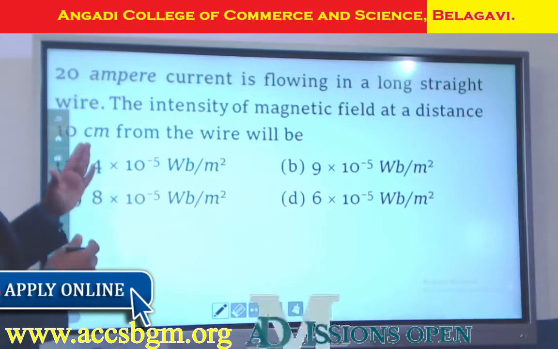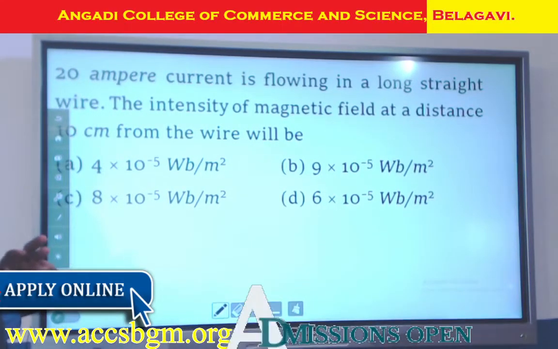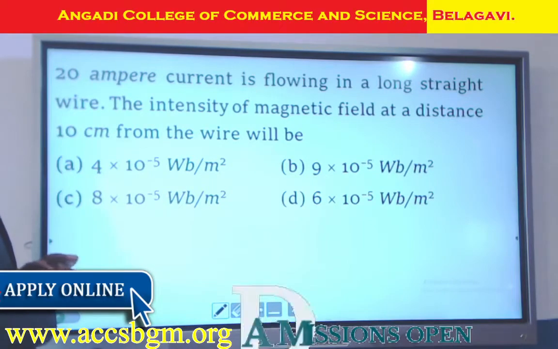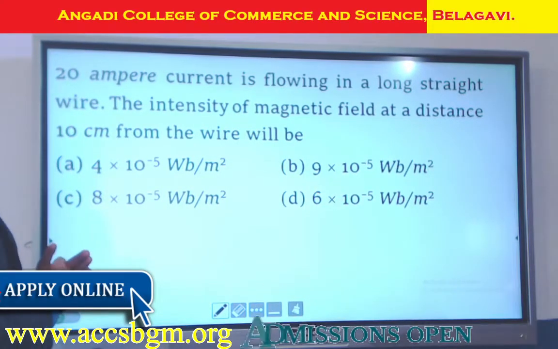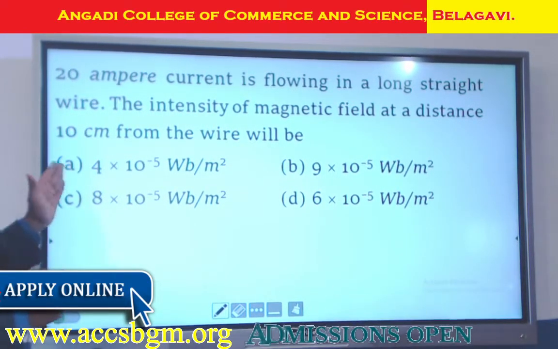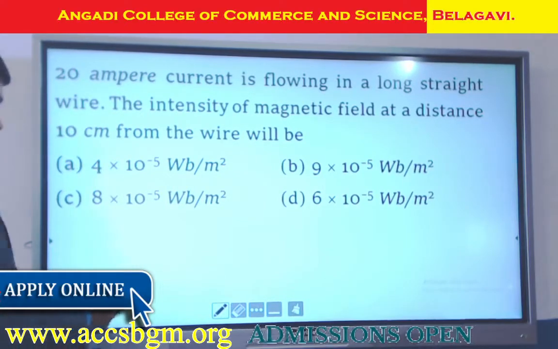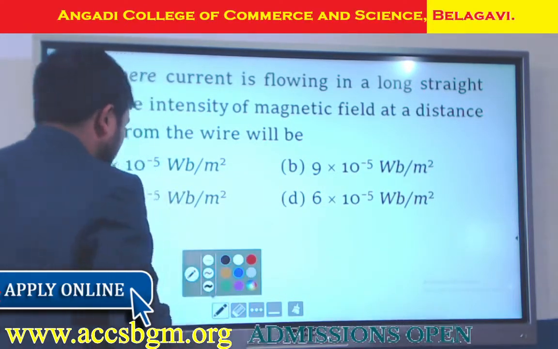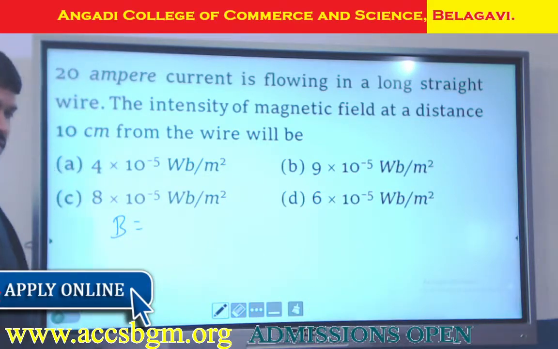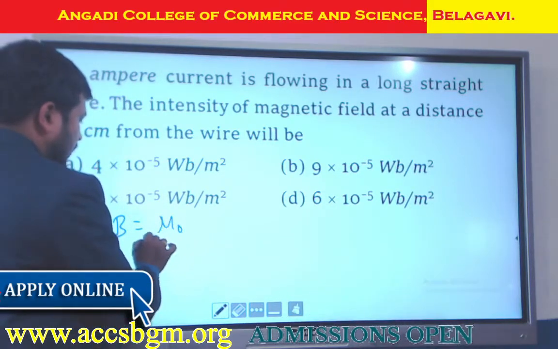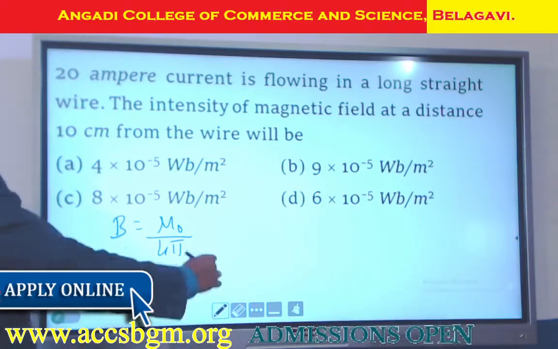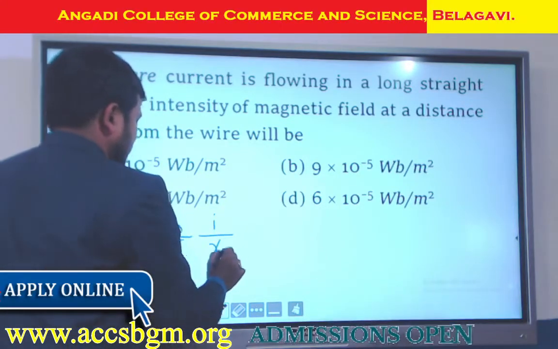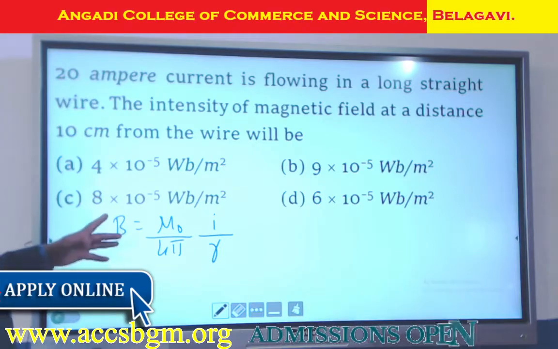Okay, next one. 20 ampere current flows in a long straight wire. The intensity of magnetic field at a distance 10 centimeter from the wire will be, right? They are asking for the magnetic field. Okay, what is the formula? B equals mu naught divided by 4 pi, that is I divided by r. Okay, simplify this, students.